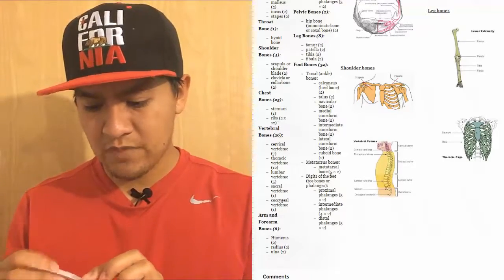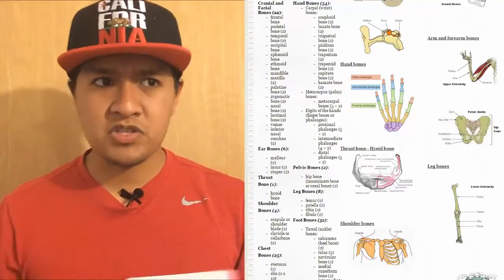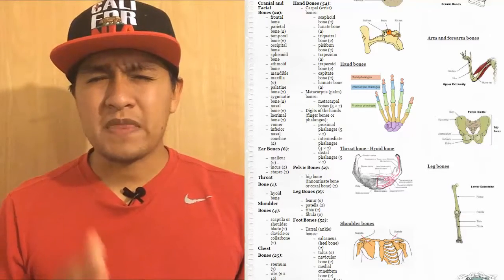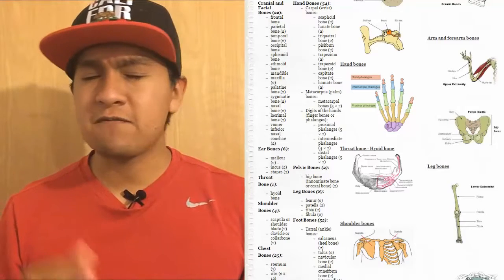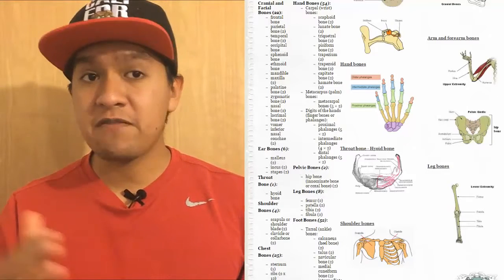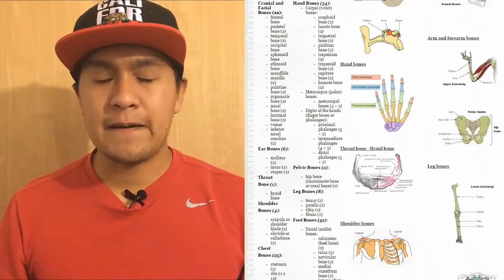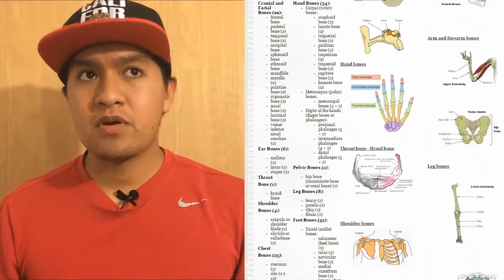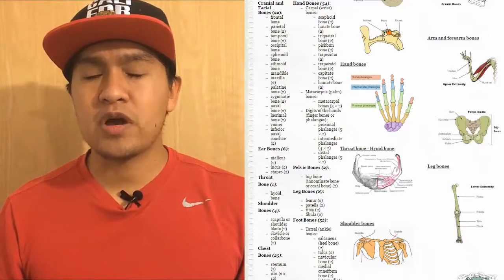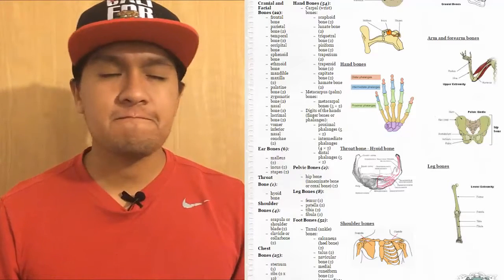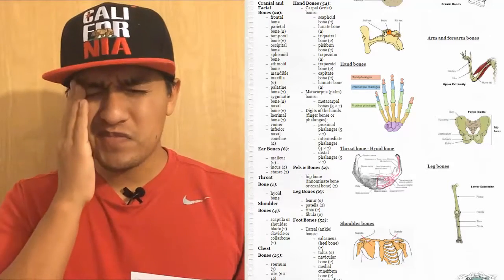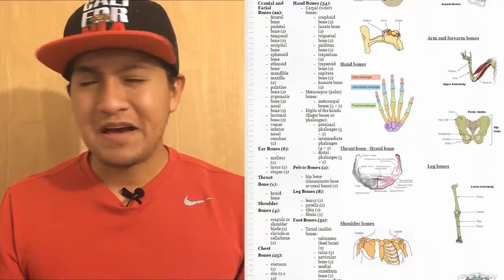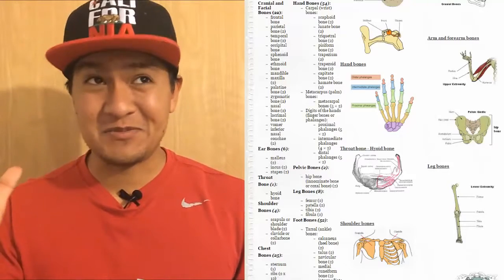Now we're going to the hand. So there's multiple parts to it. The first one's the carpal, the wrist. So for the carpal, we have the scaphoid bone, the lunate bone, the triquetral bone, then the pisiform bone. Some of these I'm not sure how to say, so it sounds weird.